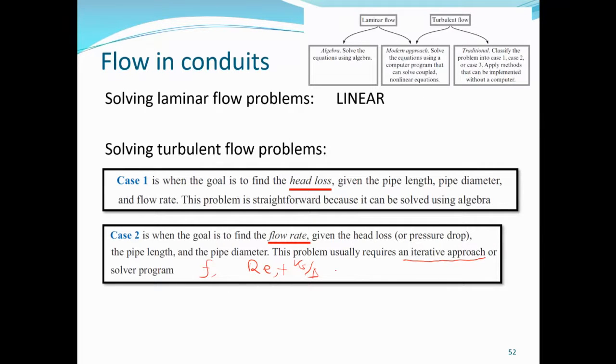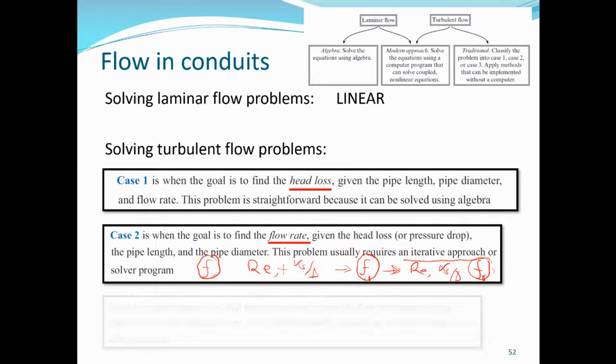Use these two to find the friction factor using the Moody diagram, and then compare the friction factor with the assumed value. If they are equal, fine. If they are not, we now use this new friction factor to find the head loss and the Reynolds number again and the relative roughness, and find new f using the Moody diagram. If this one and this one agree, then we stop. Otherwise, we use the new value of the friction factor and repeat the process again. That is the iterative approach. We will demonstrate that using an example.